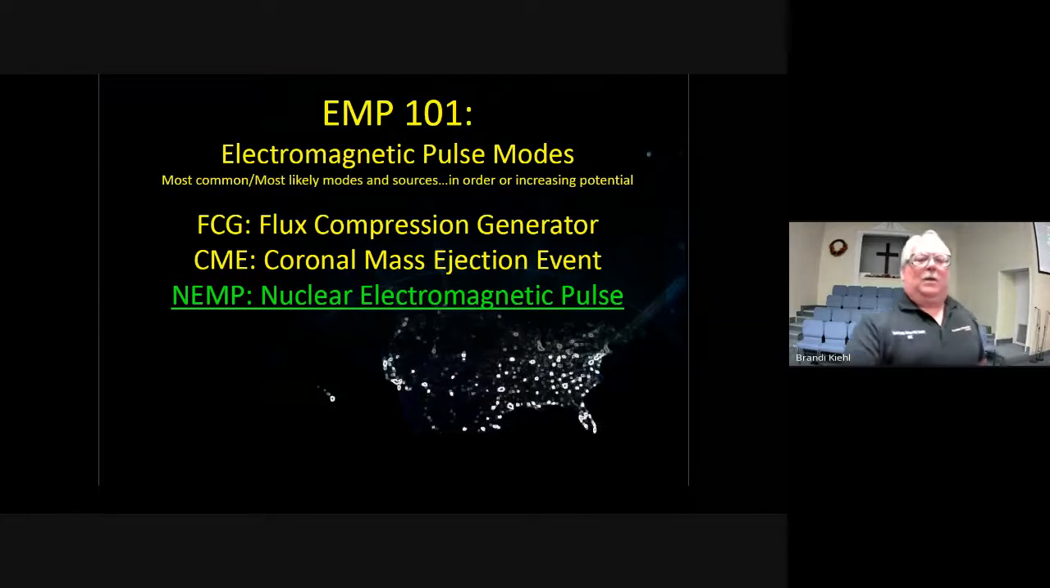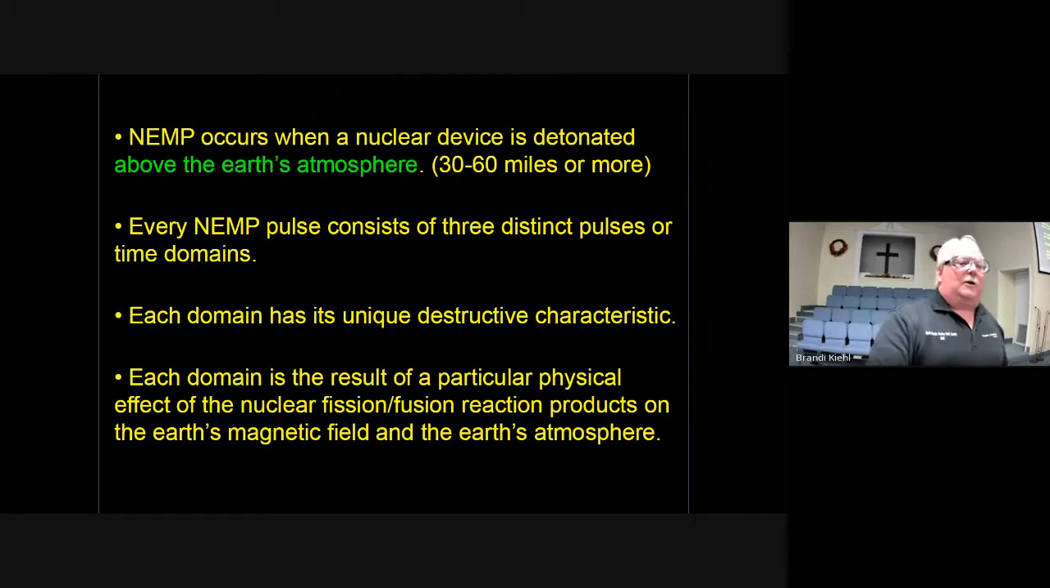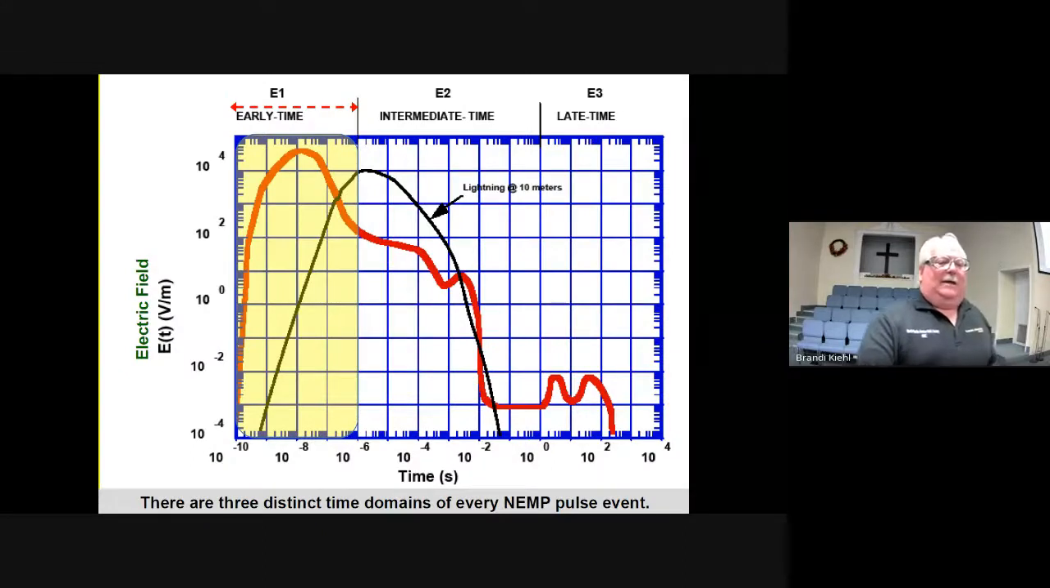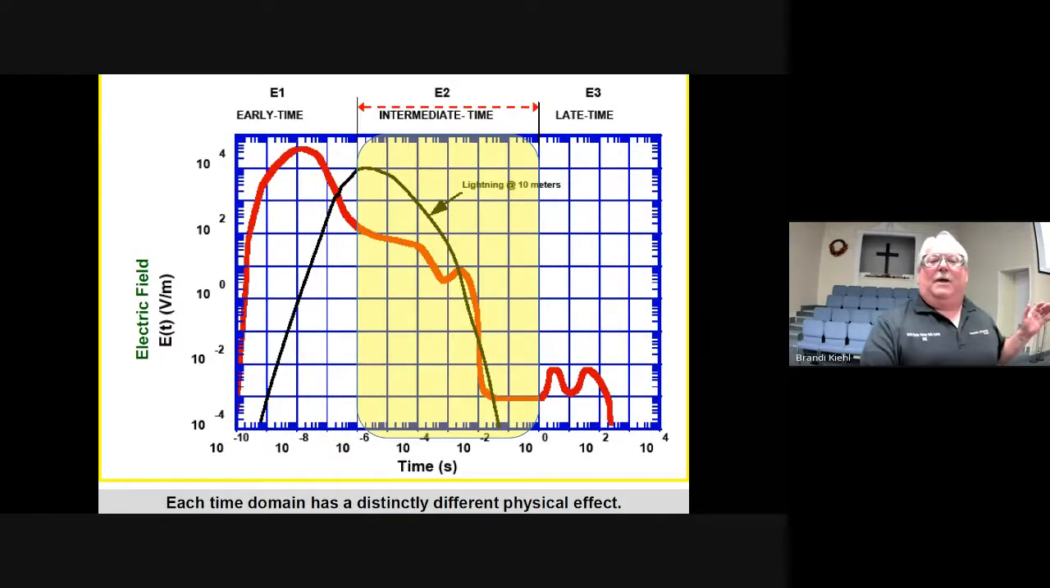We were lucky. The biggest one that we're concerned with, though, as professionals is nuclear electromagnetic pulse that occurs when a nuclear device is detonated above the Earth's surface, typically 60 to 100 miles, something greater than that. Every single pulse that's generated has three distinct time domains or phases. Each domain has its unique destructive characteristic to our toys, and basically each of those time domains is a result of a physical something that happened during the detonation of the bomb and the microseconds to seconds later. Basically, your EMP, electromagnetic pulse, is divided into three pieces: the early time, intermediate time, and your late time pulses.